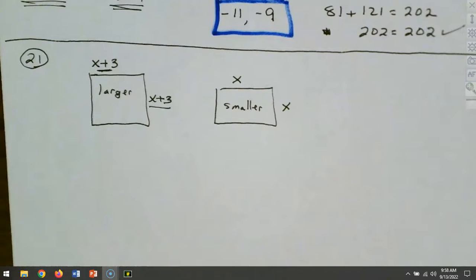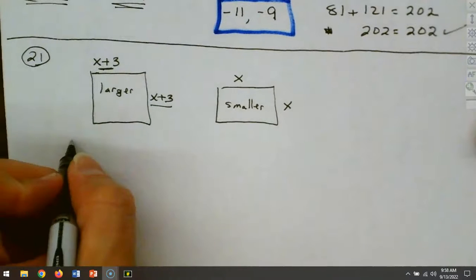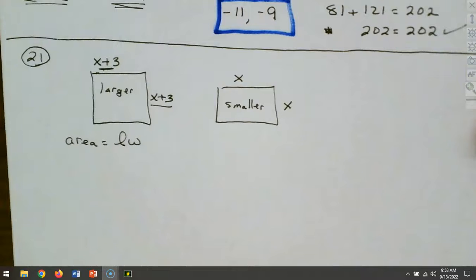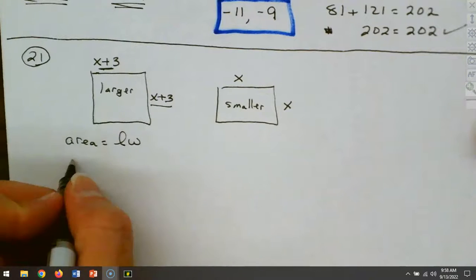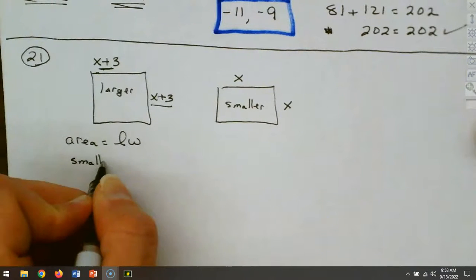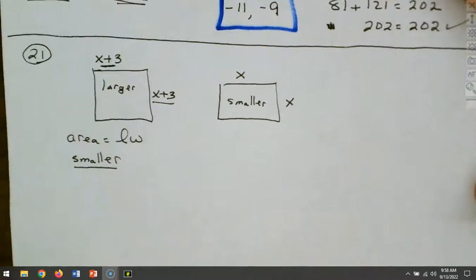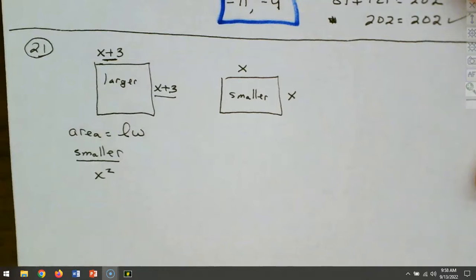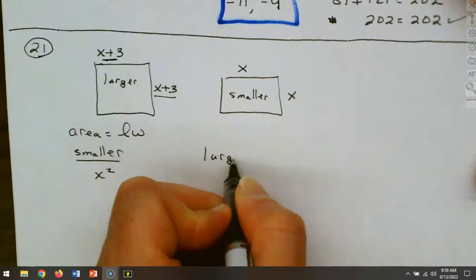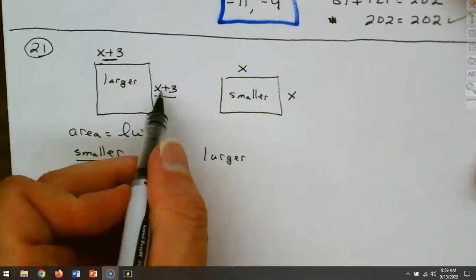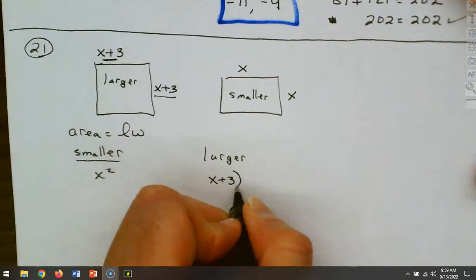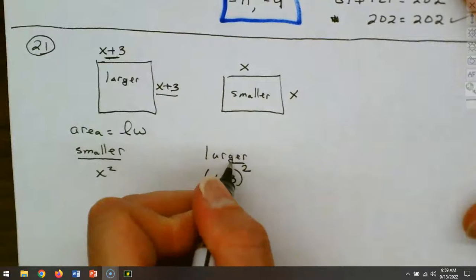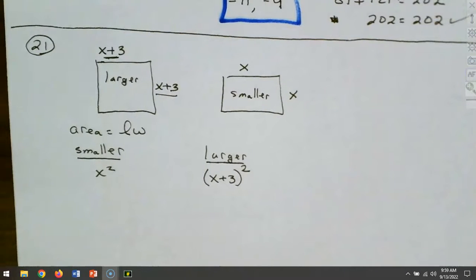So what are we now going to do? Well, we want to find our areas. How do we find the area of a square? Area is length times the width. So let's do each one of these. What about the smaller square? Length times the width, the smaller square would be x squared. What about the larger square? It would be x plus 3 quantity squared, right? These are areas. How do you find the area? Length times width. Not much to these.